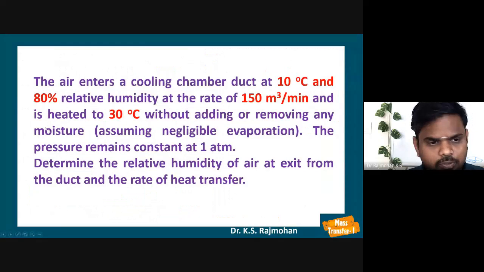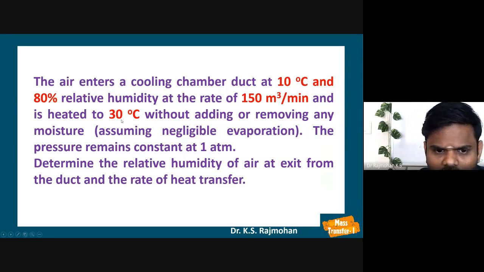Okay, let's solve this problem. The air enters a cooling chamber duct at 10 degrees Celsius and 80% relative humidity at the rate of 150 meter cube per minute and is heated to 30 degrees Celsius. So initially 10 degrees Celsius and it is heated to 30 degrees Celsius without adding or removing any moisture. The pressure remains constant at 1 atmosphere. Determine the relative humidity of air at exit from the duct and the rate of heat transfer. Okay, so it's again a heat transfer problem.